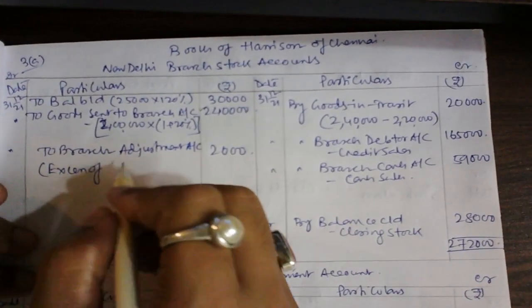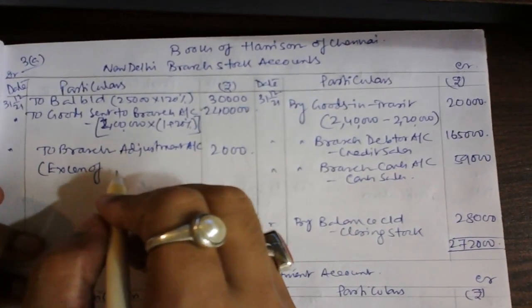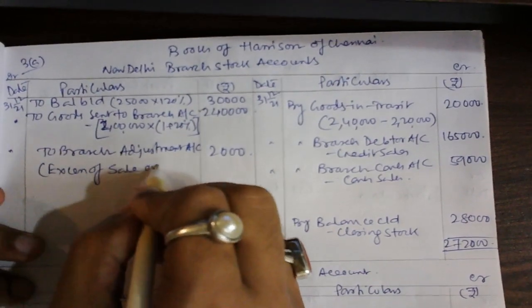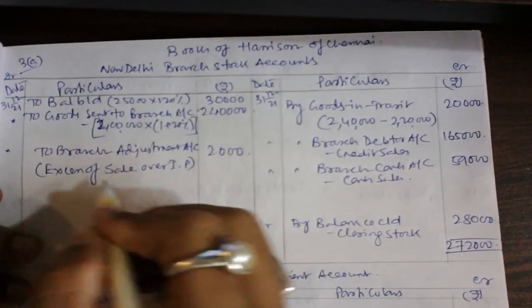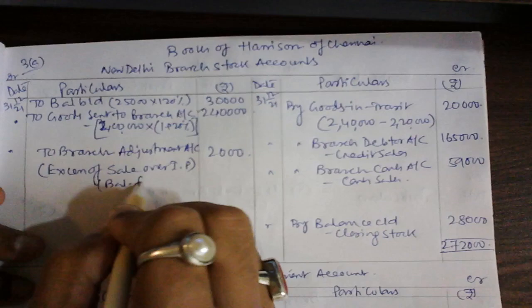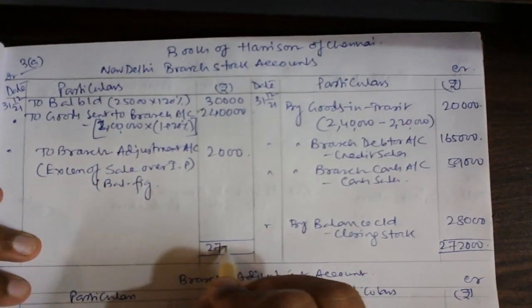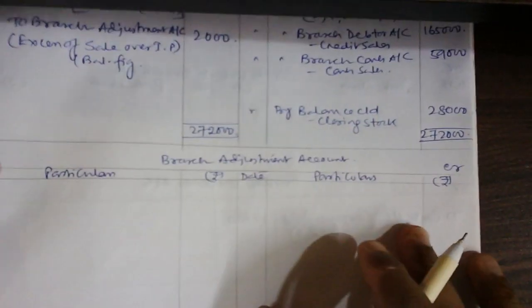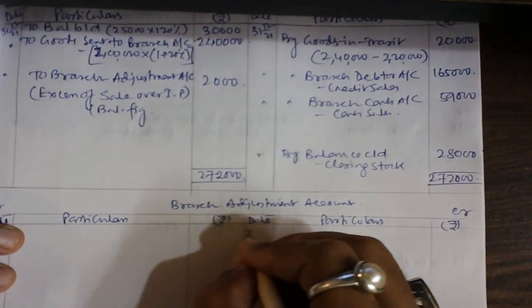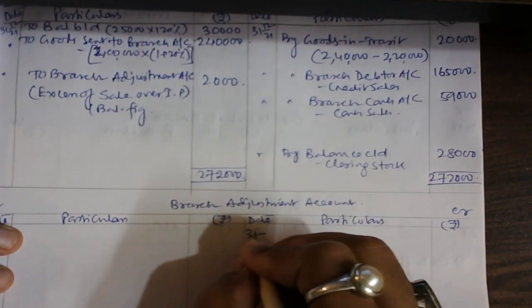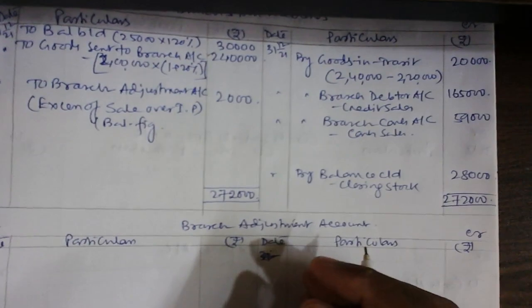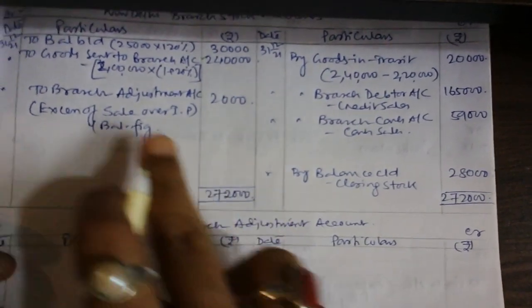Excess of sale over IP, you can say balancing figure also. There is 272 and what we need to do, this 2,000 needs to be transferred here. So you have to give the closing balance. And guys, the most important thing, see, this should be transferred here.